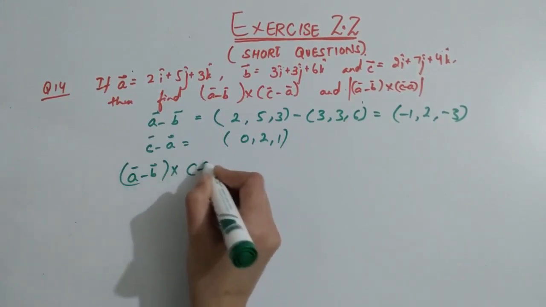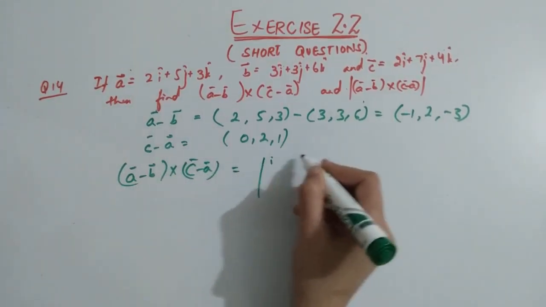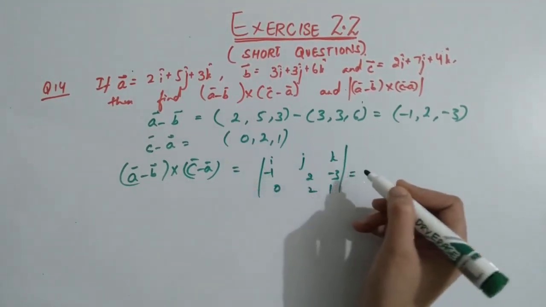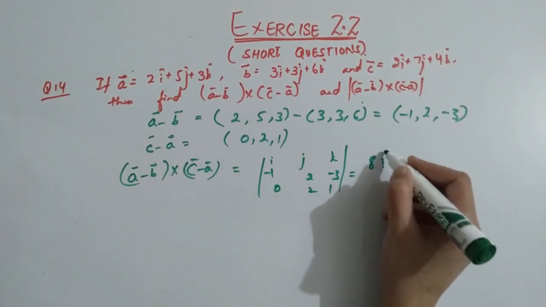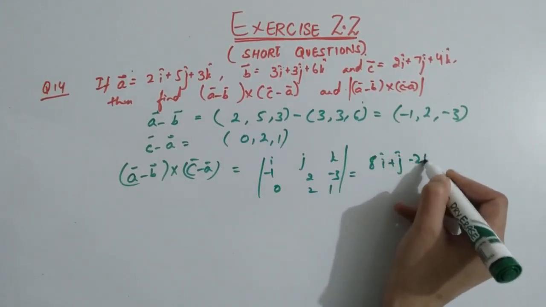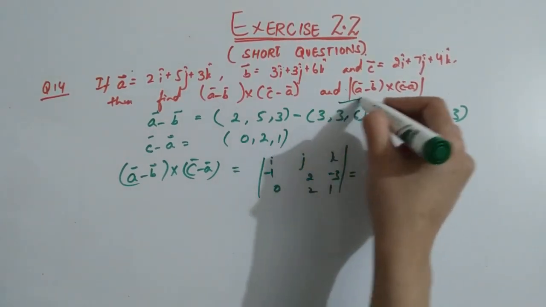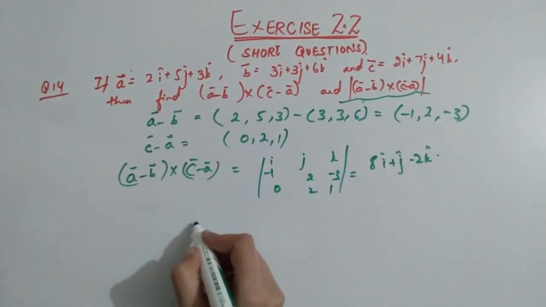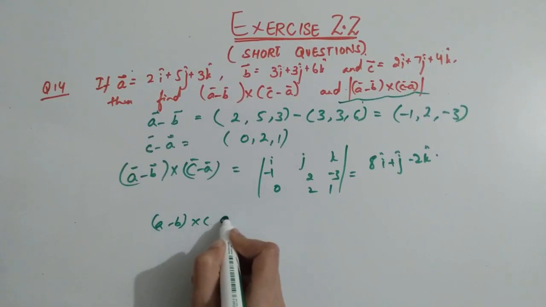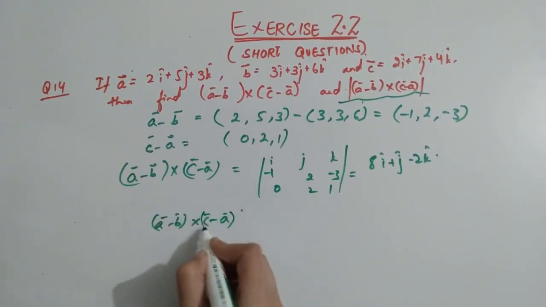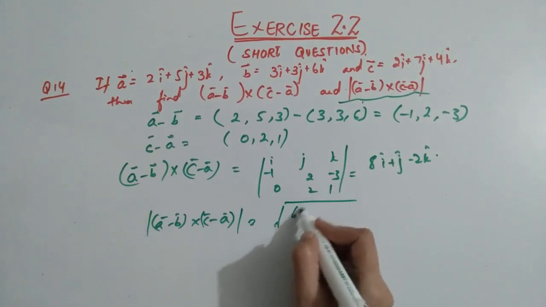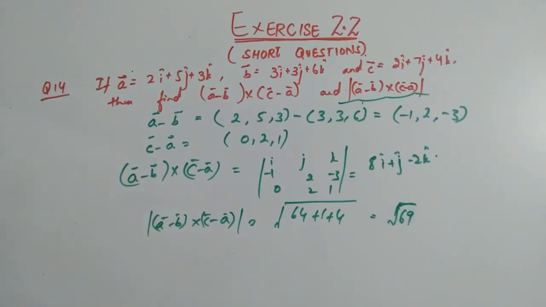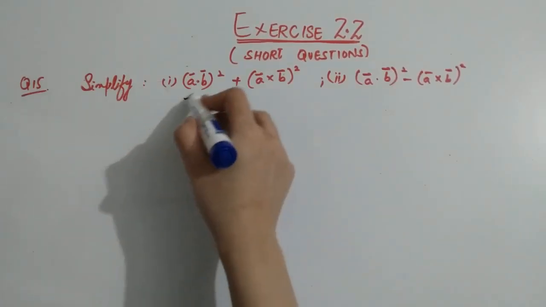(A minus B) cross (C minus A) equals the determinant with i, j, k, and putting in the values and expanding it, you will get 8i + j - 2k. And obviously the second part of the question is to find the magnitude. So the magnitude of (A minus B) cross (C minus A) equals the square root of 64 + 1 + 4, which is the square root of 69. This is the answer.